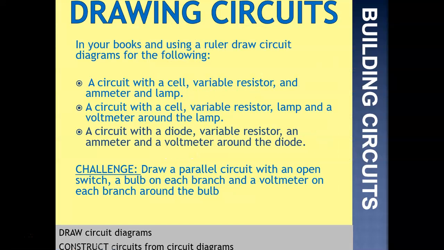Okay, so what I'd like you to do now is, in your books, use the ruler and a pencil to draw circuit diagrams for the following 4 circuits. A circuit with a cell, a variable resistor, an ammeter and a lamp. A circuit with a cell, a variable resistor, a lamp and a voltmeter around the lamp. A circuit with a diode, a variable resistor, an ammeter and a voltmeter around the diode. And for your big challenge at the end, draw a parallel circuit with an open switch, a bulb on each branch and a voltmeter on each branch around the bulb. Okay, if you pause the video so you have all of those in front of you, give yourself 10 minutes to answer those.